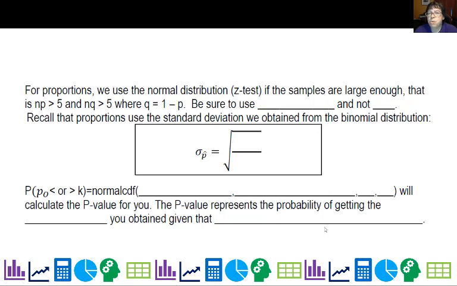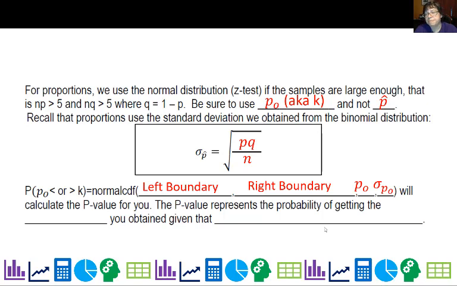So for proportions, we're going to use the normal distribution, which is a z-test, because if we know the hypothesized value p naught, which you might think of as k as well, then we can actually calculate the standard deviation. And we're not going to use p hat, which is the statistic. So we have sigma is the square root of p times q over n. Remember, use the hypothesized value. So we'll have our left boundary, our right boundary, depending on the situation, and p naught, and then sigma for p naught. So you'll use normal CDF like we did before.